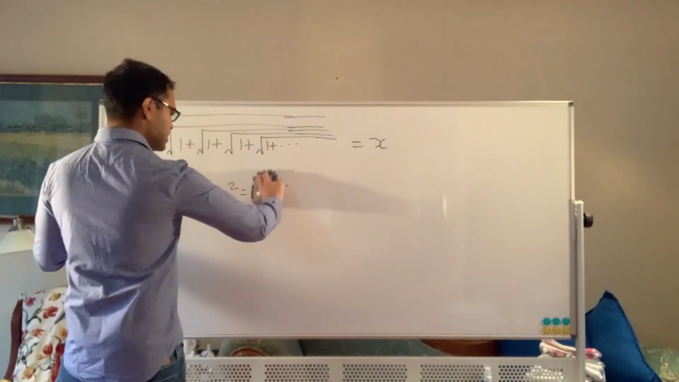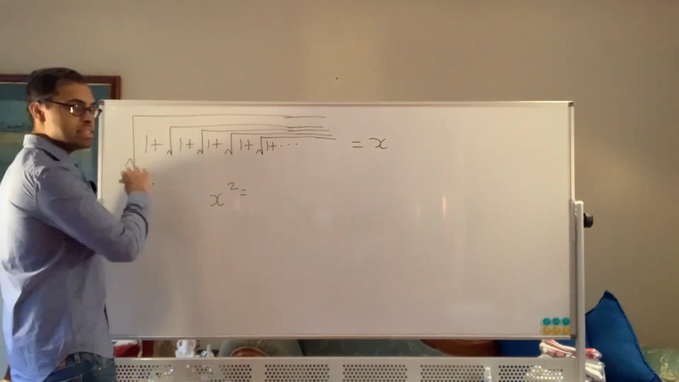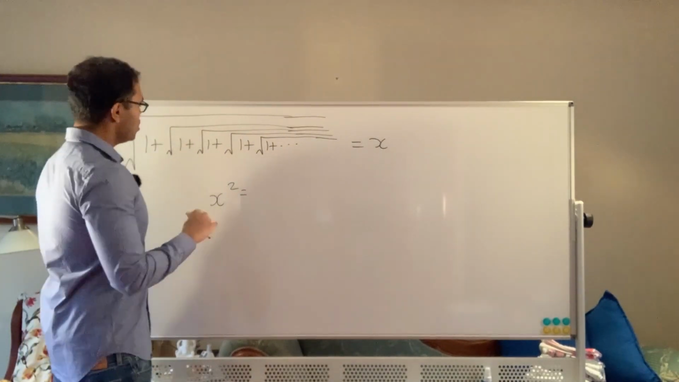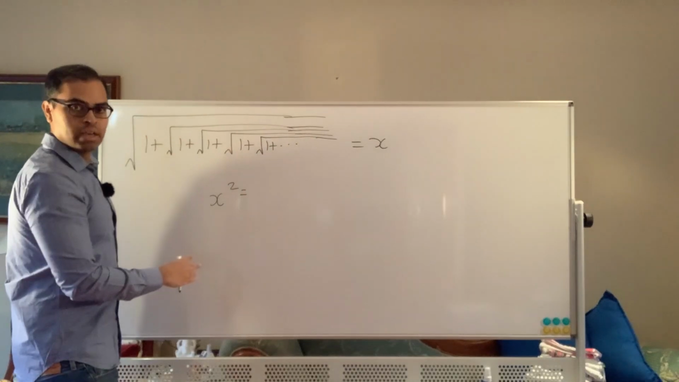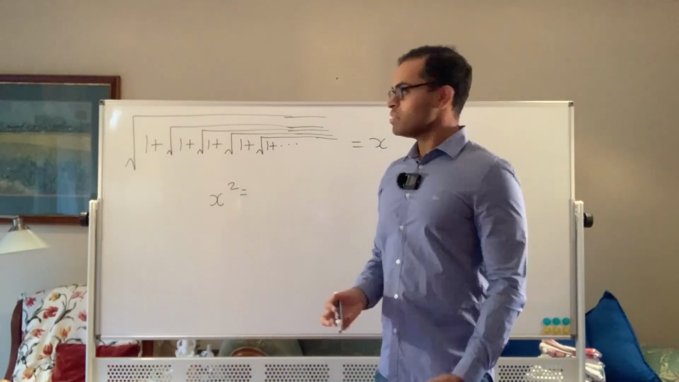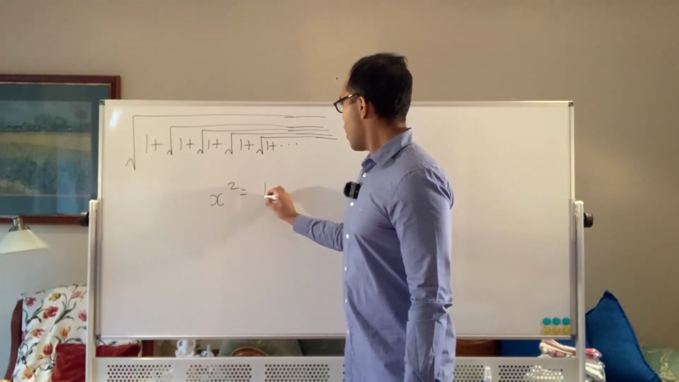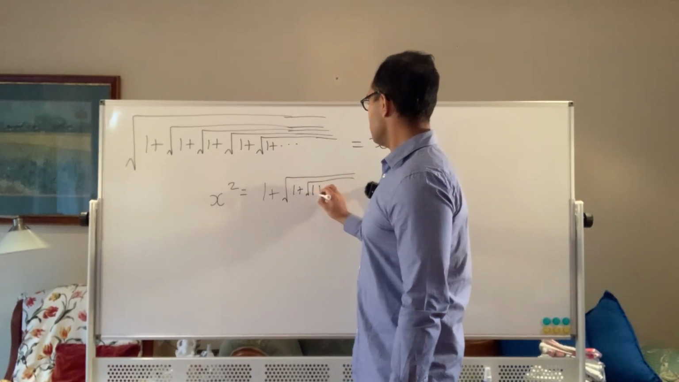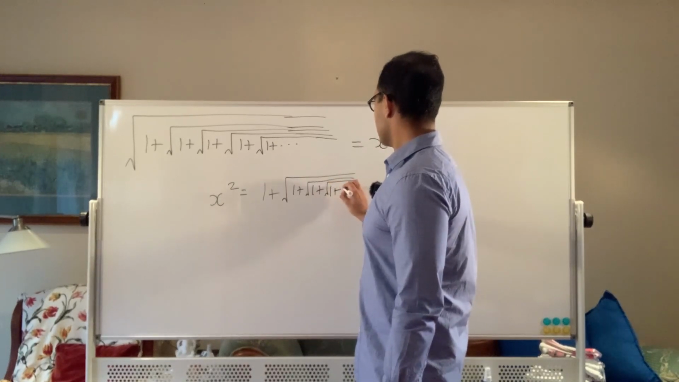So we know that x is this kind of what is called a nested radical. It's just root of, etc. Right? So if we square a root of something, we just remove the square root, right? So x squared is going to be 1 plus the square root of 1 plus the square root of 1 plus the square root of 1 plus dot dot dot.